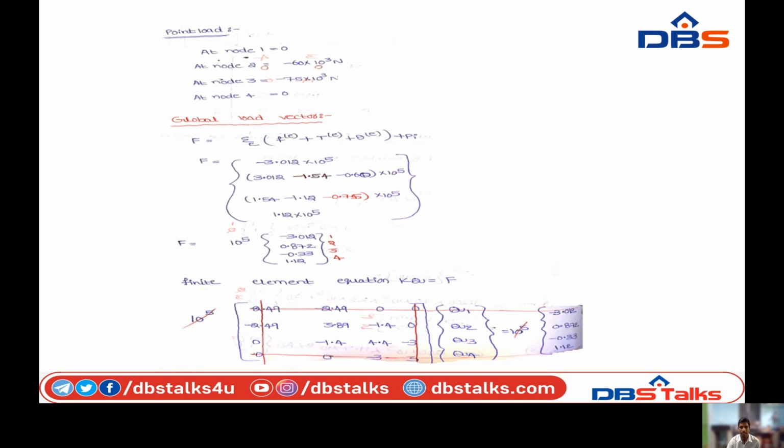We know that the finite element equation is KQ equal to F, where Q is taken as the unknown nodal displacement, which may be taken as Q or U. So here I am taking KQ equal to F. K is the stiffness matrix, Q is the nodal displacements, F is the force vector. We already know the global stiffness matrix, after summing all the stiffness matrices, is K equal to K1, K2, K3. So here I am taking the global stiffness matrix K. Q will be Q1, Q2, Q3, Q4. F is the force vector. In the previous step we found F to be 10 to the power of 5 times minus 3.012, 0.872, minus 0.33, 1.12. This is the formation of the element stiffness matrix equation KQ equal to F.